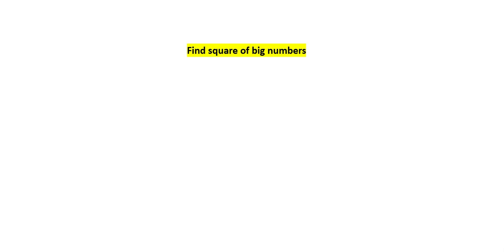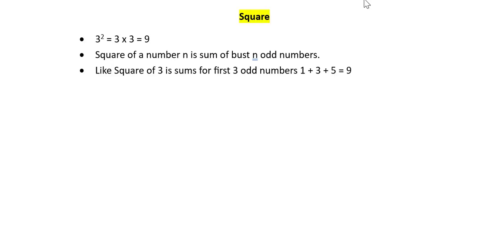Hello friends, in this video we will see how to find the square of big numbers. First, let's recall what a square is. When a number is multiplied by itself, it gives a square. So the square of 3 is 3 into 3, which is 9.